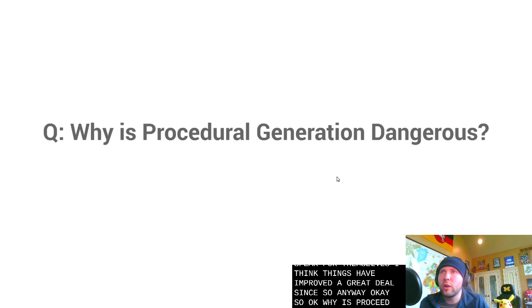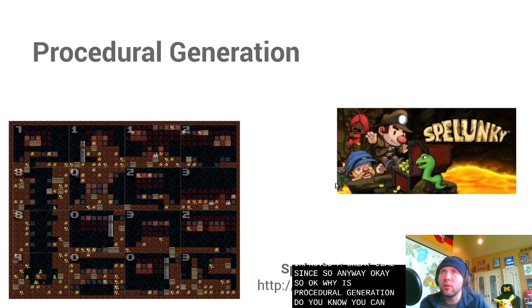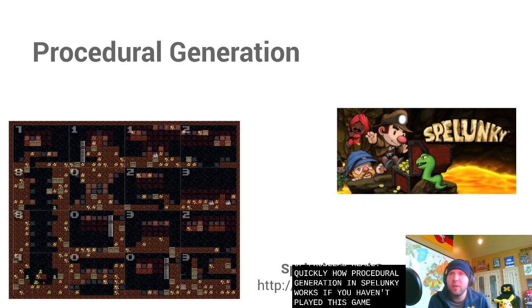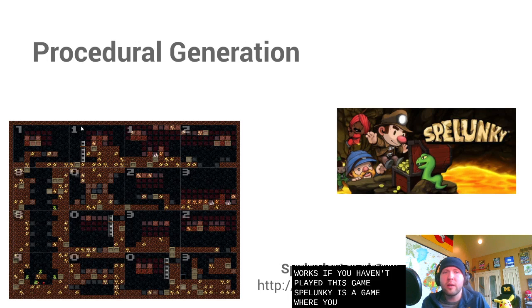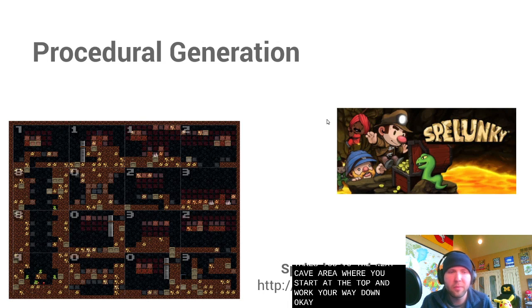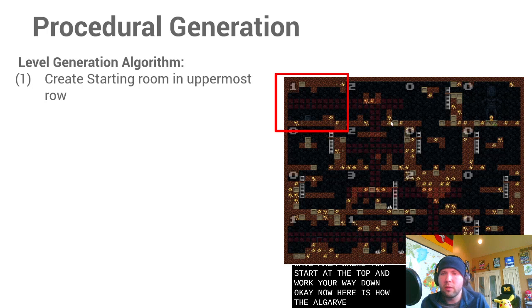Why is procedural generation dangerous? It can get players into a lot of problems. I'll run through really quickly how procedural generation in Spelunky works. If you haven't played this game, Spelunky is a game where you start at the top of a cave and have to work your way down to the bottom floor of the cave, and then find a door. That takes you to the next cave area, where you start on the top and then work your way down. Now, here is how the algorithm works for generating a stage, an area in Spelunky.